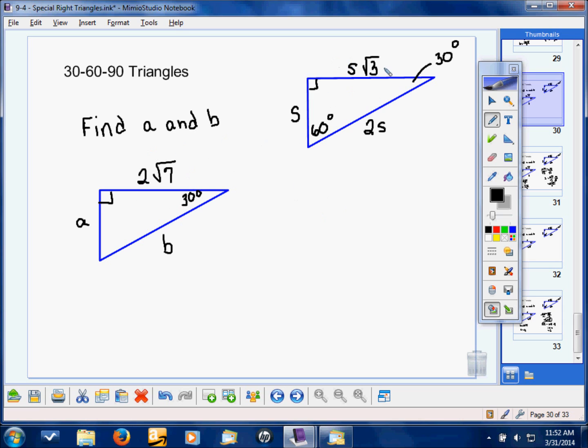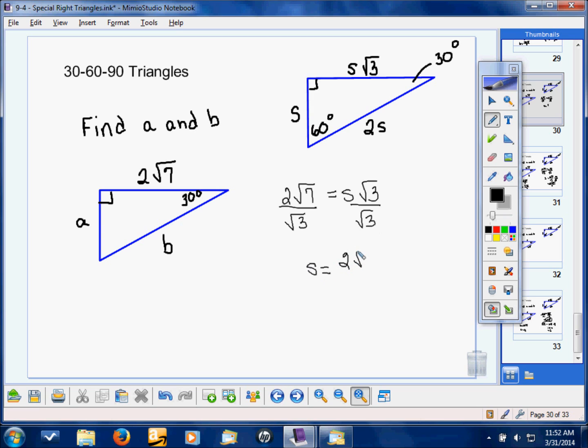Which side is this one on? S square root of 3. So 2 square root of 7 is on the S square root of 3 side. So that means that you need to divide by square root of 3. I should have put it on the other side. I'll just put it over here.